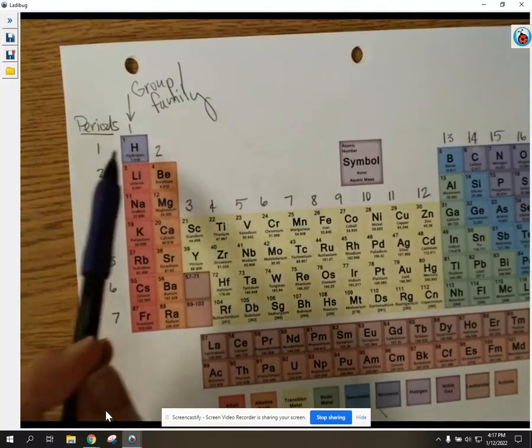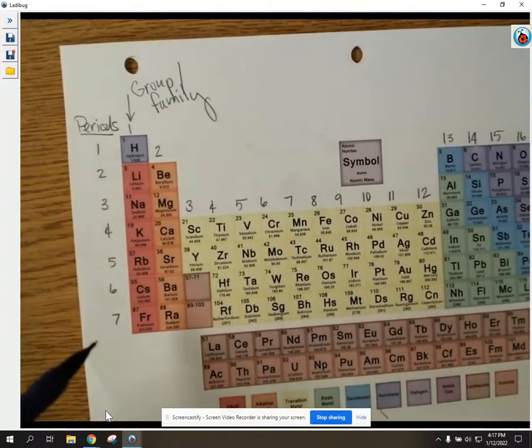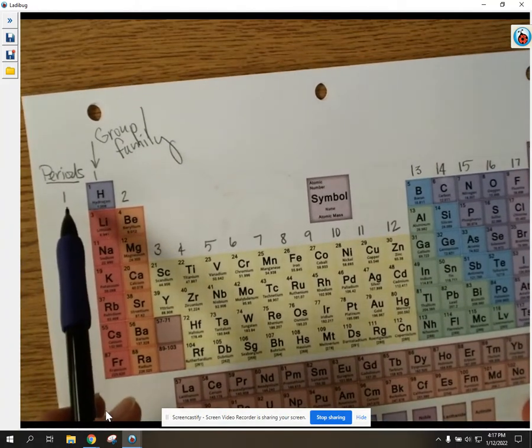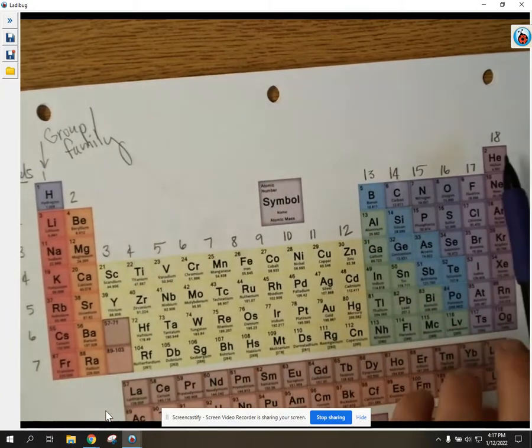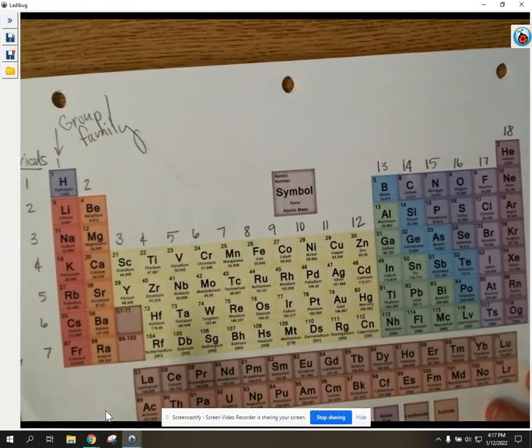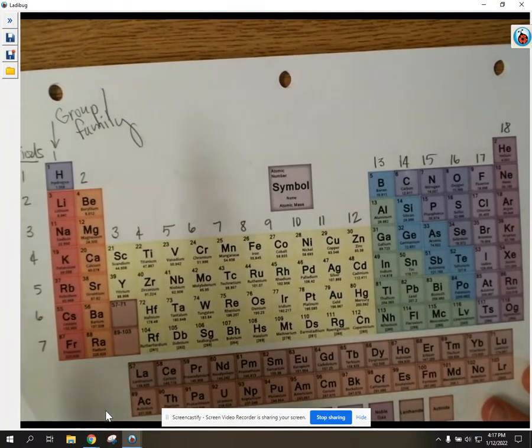That each row in the periodic table is known as a period. So there are 7 periods. Notice that there are only 2 elements in the first period, hydrogen and helium. That's going to be significant later. So just some things that you can observe about the periodic table.